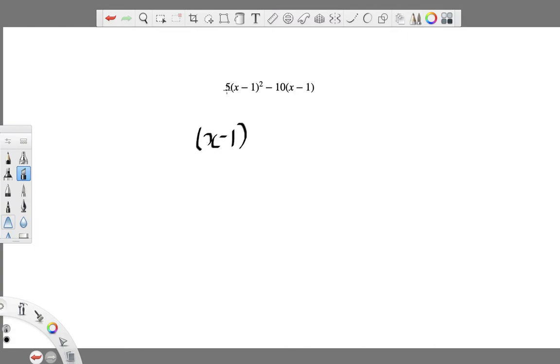And also we have 5 in the first term and minus 10. So we know that the highest common factor of those will of course be 5. Then we do exactly the same thing as what we did before. We'll set up a big bracket.